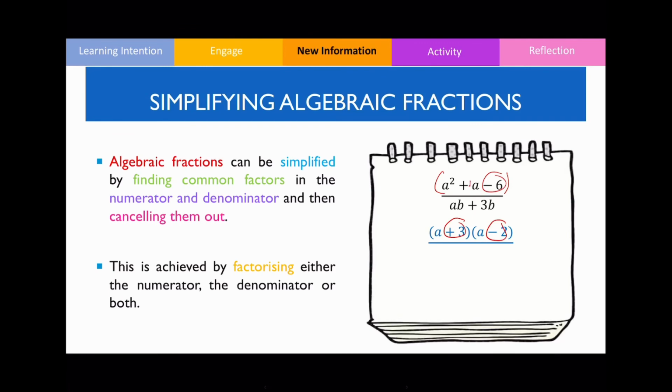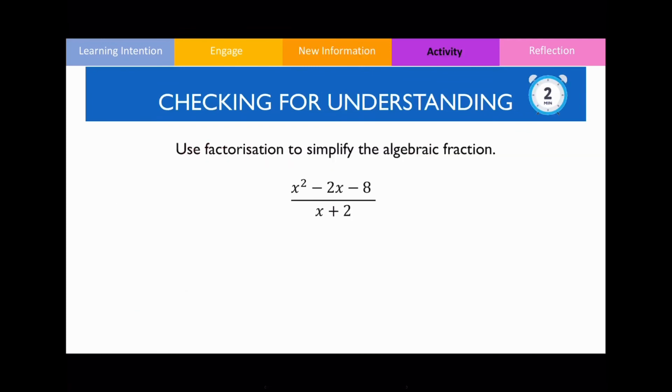I can therefore factorize my denominator. So AB plus 3B, the common factor is B, so take B outside. Once you've factorized both the numerator as well as the denominator, you can then start to see common factors that you can cancel out. In this case, you've got a common binomial factor, which is A plus 3. So we can cancel these out, and therefore my final answer is going to be A minus 2 over B. So that's how we simplify algebraic fractions.